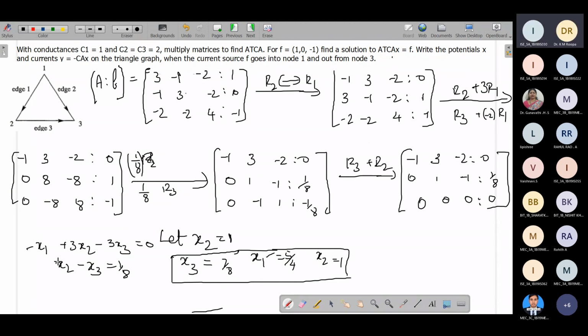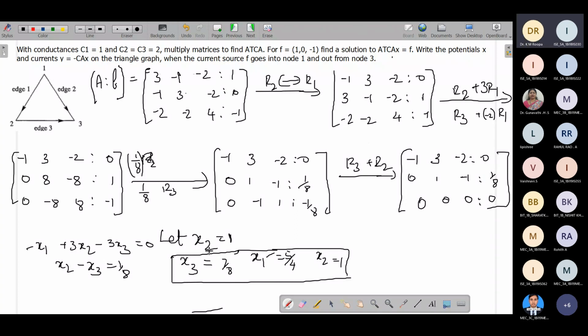So you can assume any one value and find the rest of the values. That's it. Why? Because you have 2 equations with 3 unknowns. Therefore, we are expecting infinitely many solutions.